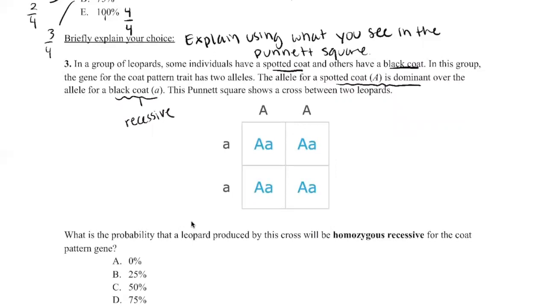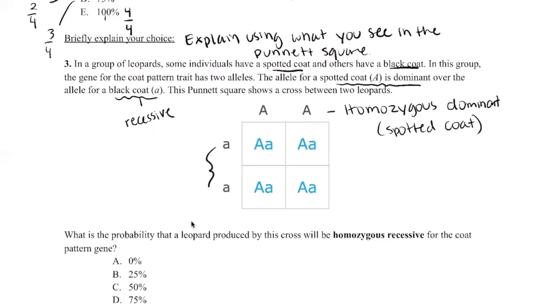So we have 2 parents. One of them is homozygous dominant. Once again, why do we say that? Because of the fact they have 2 capital letter alleles. So they have the spotted coat. The other parent is homozygous recessive. Why? Because they have 2 lowercase alleles.